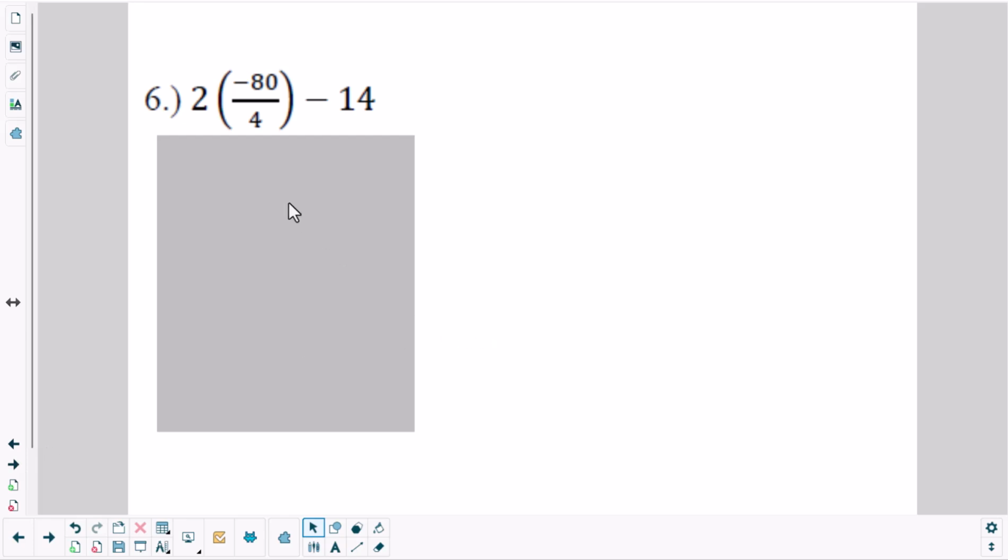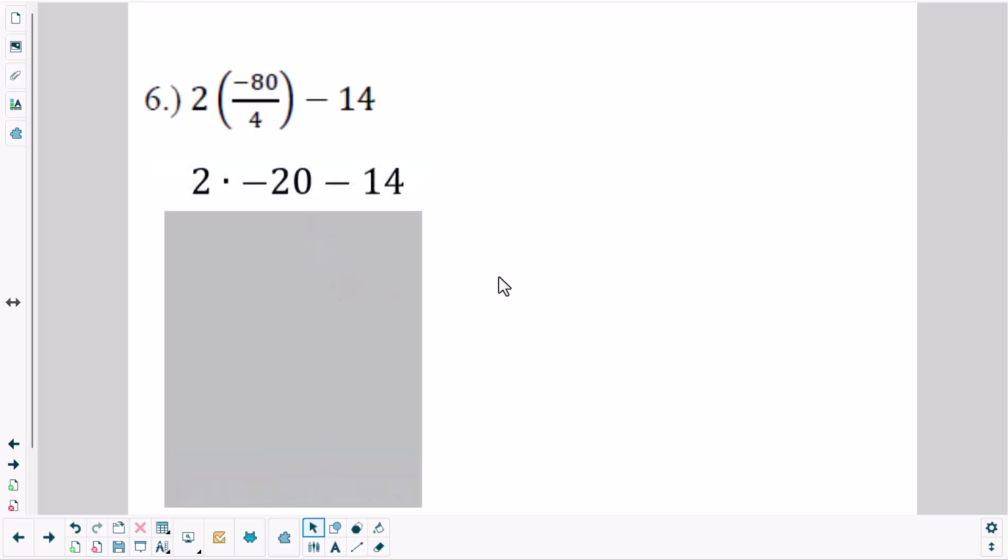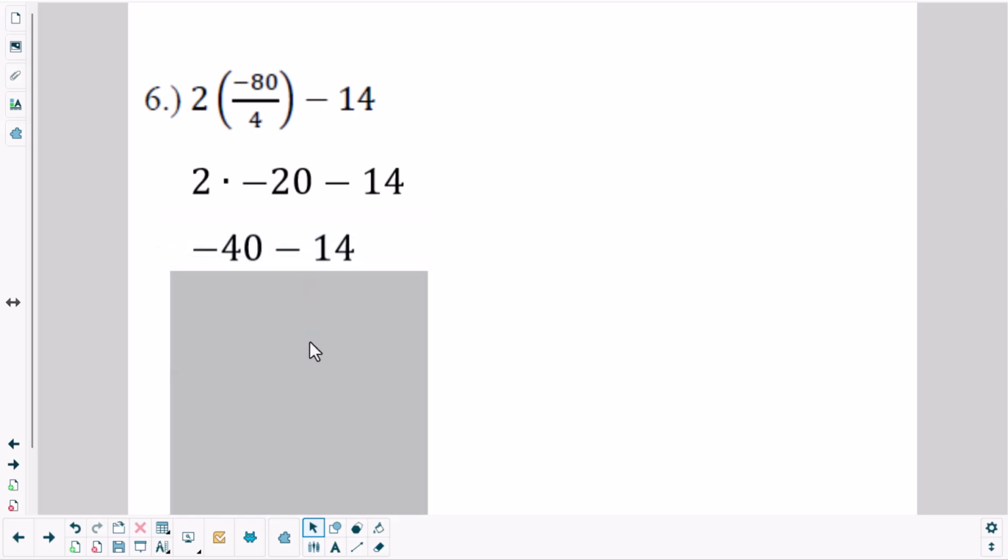Number 6. Careful, there is a 2 outside of these parentheses, so this is 2 times -80 divided by 4 minus 14. -80 divided by 4 is going to get us -20. We have 2 times -20 minus 14. 2 times -20 is -40.